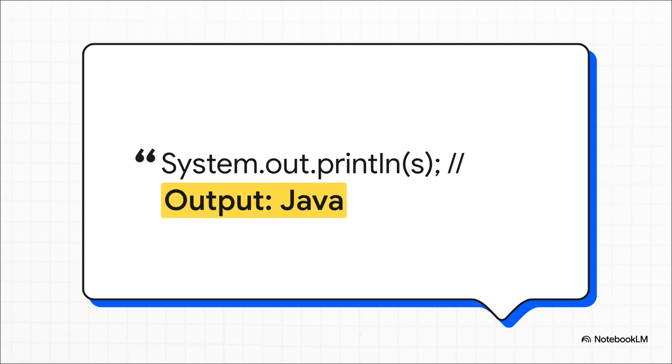What gives? Well, it's because strings in Java are immutable, which is just a fancy way of saying they can't be changed. When you do something like concat, it doesn't actually modify the original string. Instead, it creates a brand new string in memory with the result. It's a really important safety feature of the language.